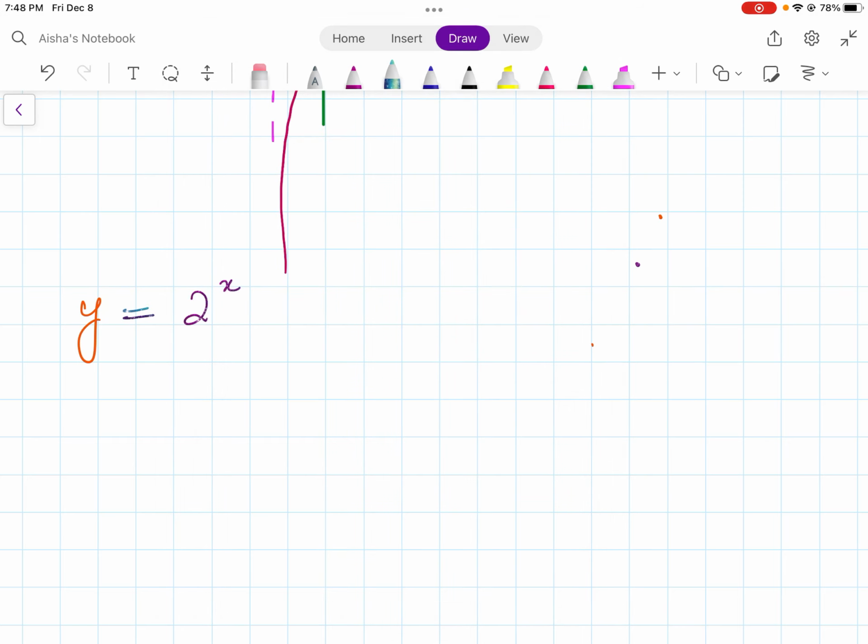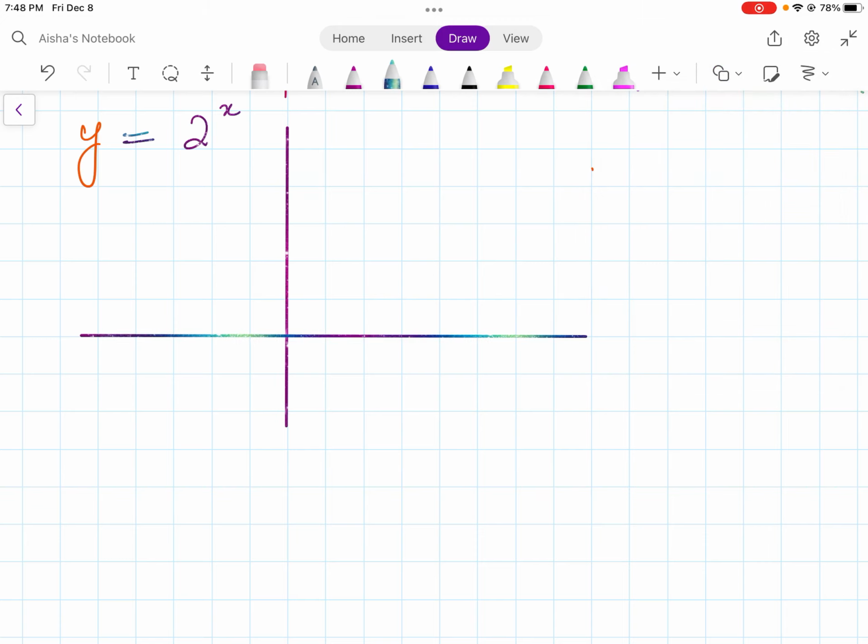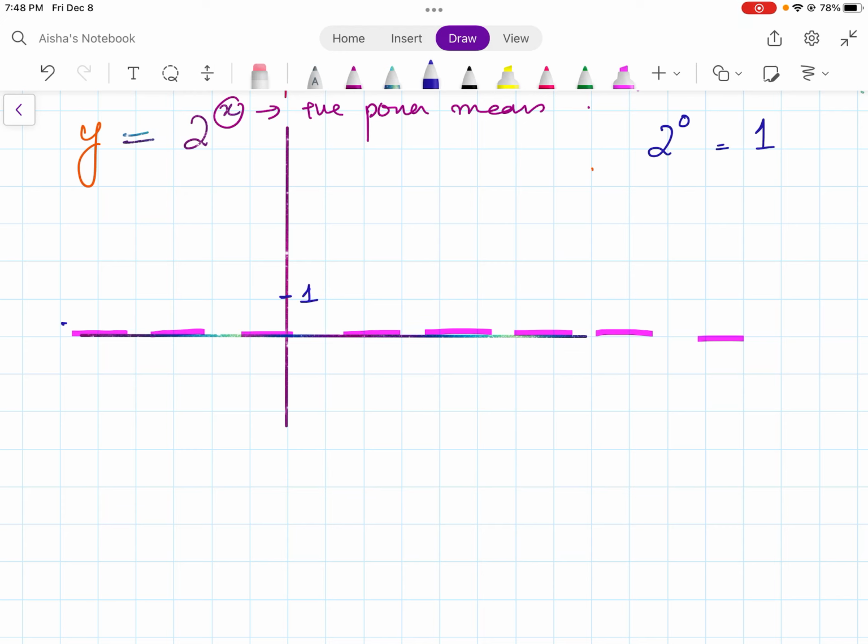Y is equals to 2 की power x. How do we do that? A positive power means this is the asymptote. ठीक है, and when you put x की value 0, it is 1. This is how the graph will go.